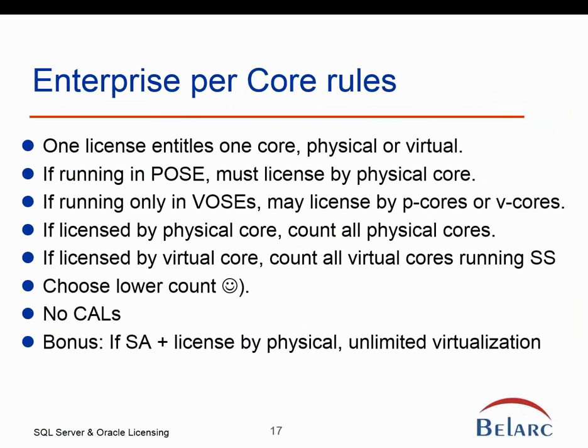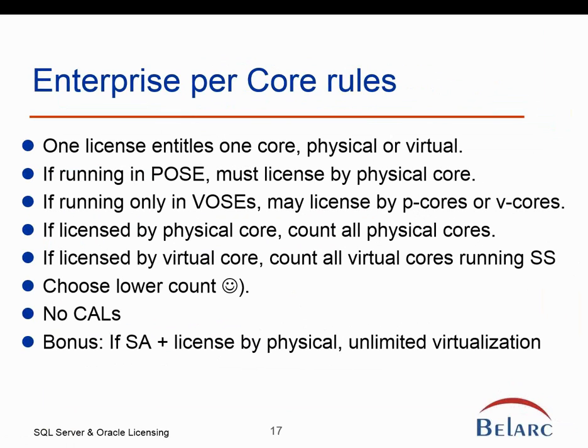So you have to get as many licenses as physical cores. On the other hand, if you're running only in the VOSEs, then you have the second option where you can count the number of virtual cores that you're using. And again, using means all the virtual cores in all the VOSEs that are running SQL Server. So if you have that option to do it both ways, you're entitled to choose the lower count of the 2. So basically, this gives you the capability of subcapacity licensing. And of course, there are no CALs.